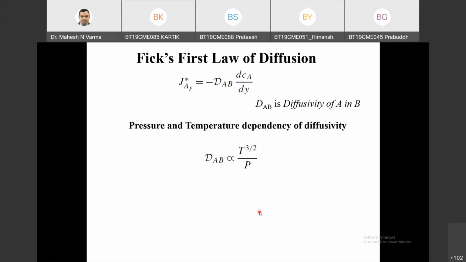It is observed that diffusivity is directly proportional to temperature raised to 3 by 2 and inversely proportional to pressure. Anybody know from which equation we get this information? Diffusivity is directly proportional to temperature raised to 3 by 2 and inversely proportional to pressure. Anybody in the class? The name of the equation?